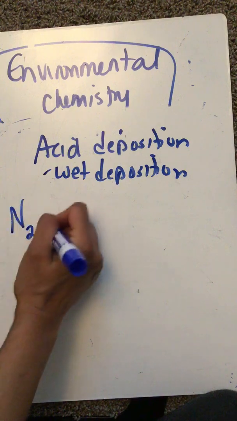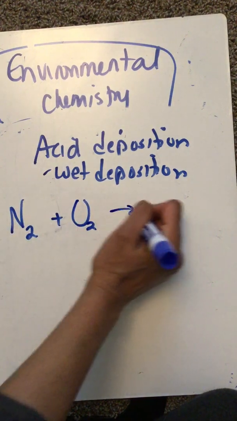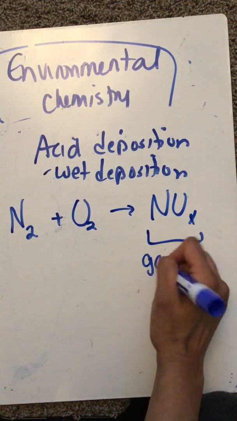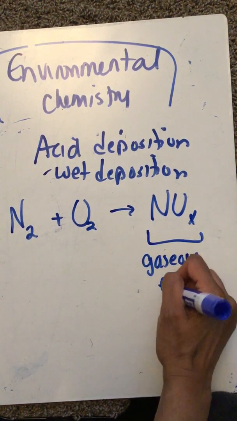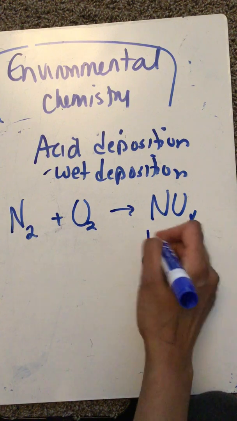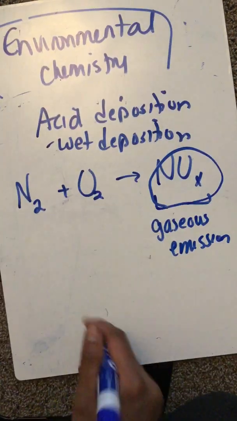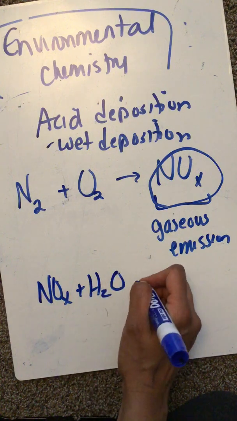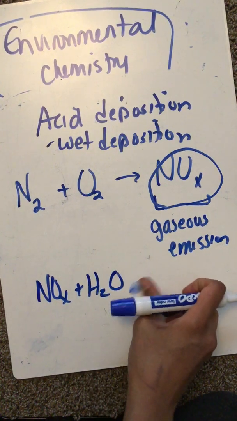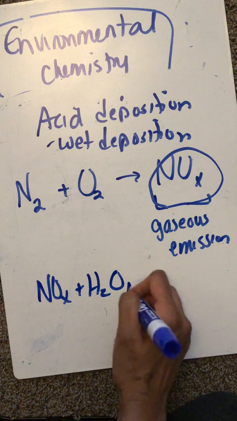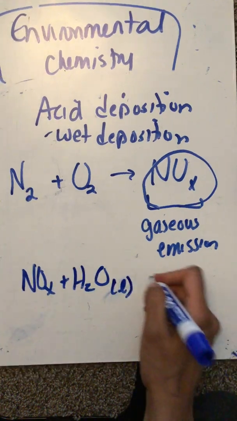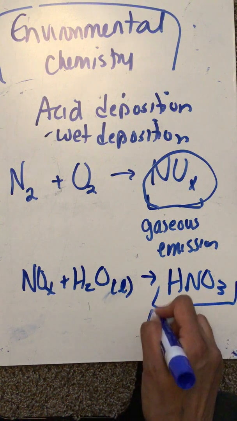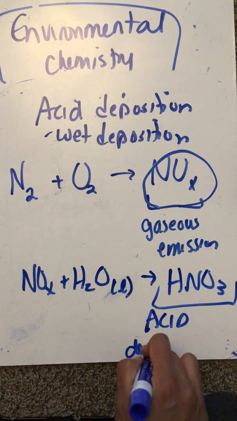We talked about how N2 plus O2 gives you this NOx. Well, guess what? This is a gaseous emission, but this gas you produce, this NOx, can also react with water in the air, because of cloud stuff, rain. So this is a liquid, right? And that can produce HNO3. And that is an acid. And that is acid deposition.